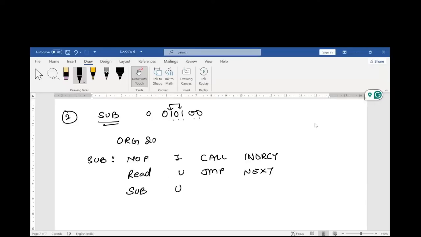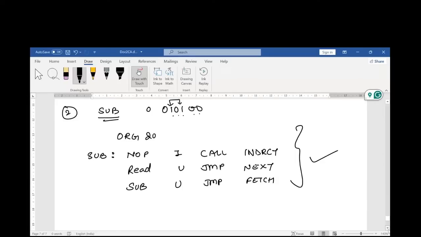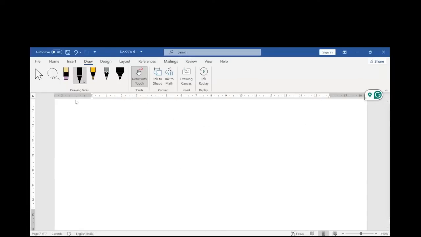See, sub is already available in your F1, F2, F3 pool, so you can use it directly. No need of complementing and 2's complement addition, etc. No need to do that. Once it's done, you jump fetch. So again, this is also done. These two were very simple, like the one which you did for add. Moving to the next one.